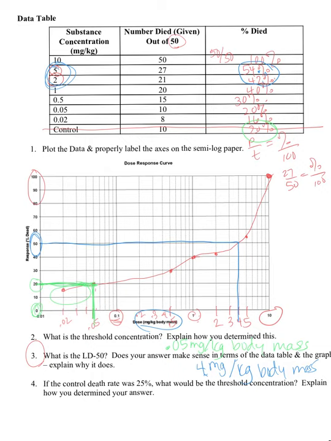And the definition of threshold is the highest concentration above which I have no effects. So notice once I pass the line, I'm starting to see organisms start to die essentially. Last one is if the control death rate was 25%. Whoo, that's really high. What would be my threshold? So I'm going to do that.